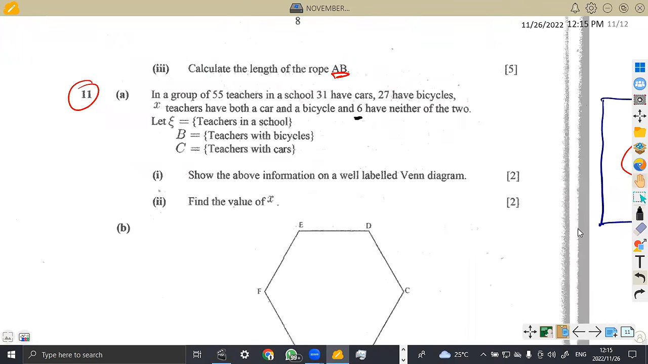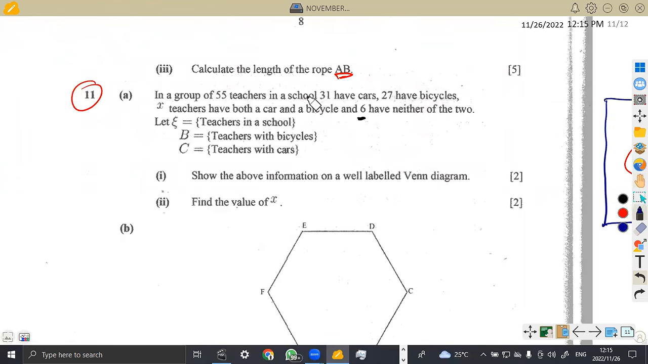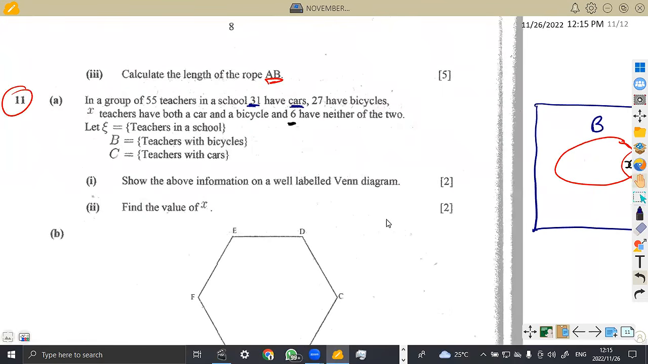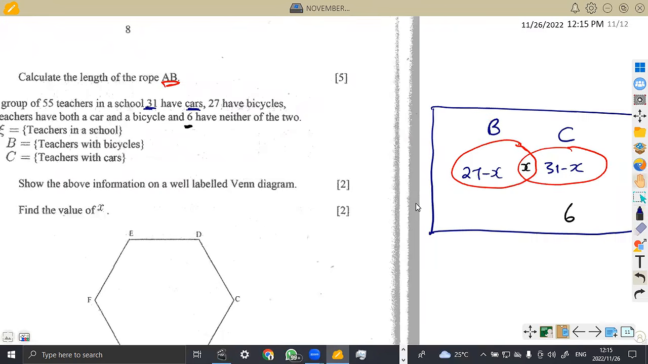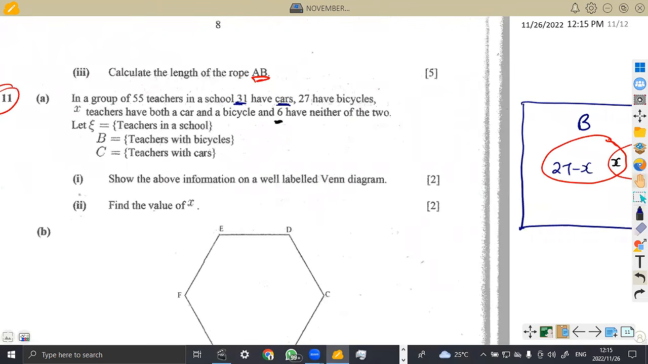Okay, this is where we have the issue now, where we have this 31 for cars and 27 for bicycles. It's not cars only, it's just cars. So what about those who have cars only, which is this part here? It's going to be 31 minus X. The same with bicycles, sorry, this is for bicycles B. So we need cars here, 31 minus X. Then bicycles is 27, so it's going to be 27 minus X to have bicycles only. So that was the information. So you represent in terms of X, just like that. So that was item 1.